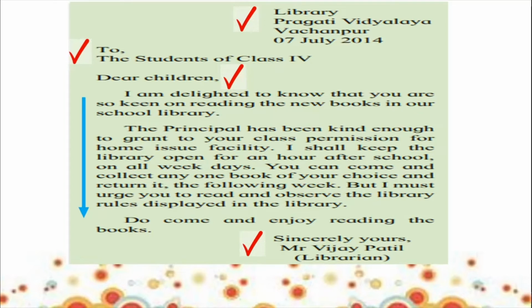So see, this is one more example of how a letter, a formal letter, is written. Okay? So this is a letter which the librarian writes to the children. So you're getting one more example of how a formal letter is written. The first letter you asked for permission, and in the second letter the permission is being given to you.